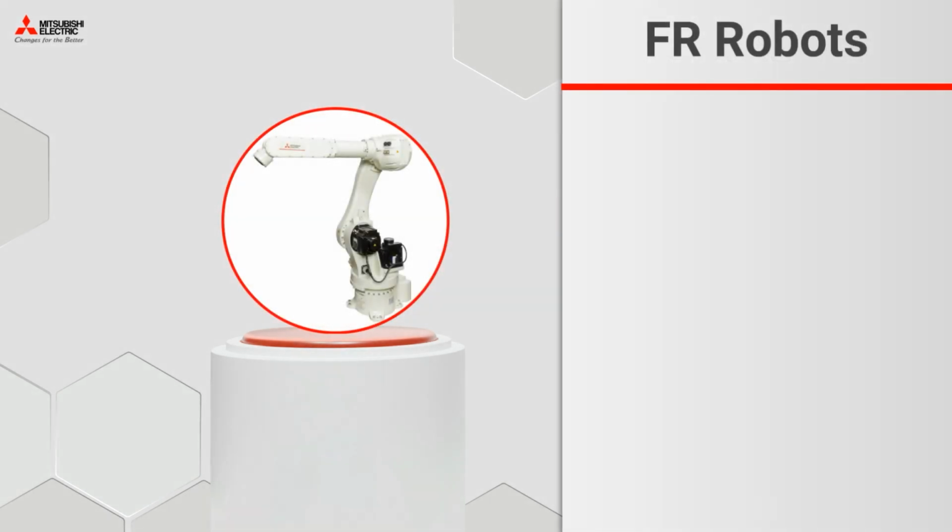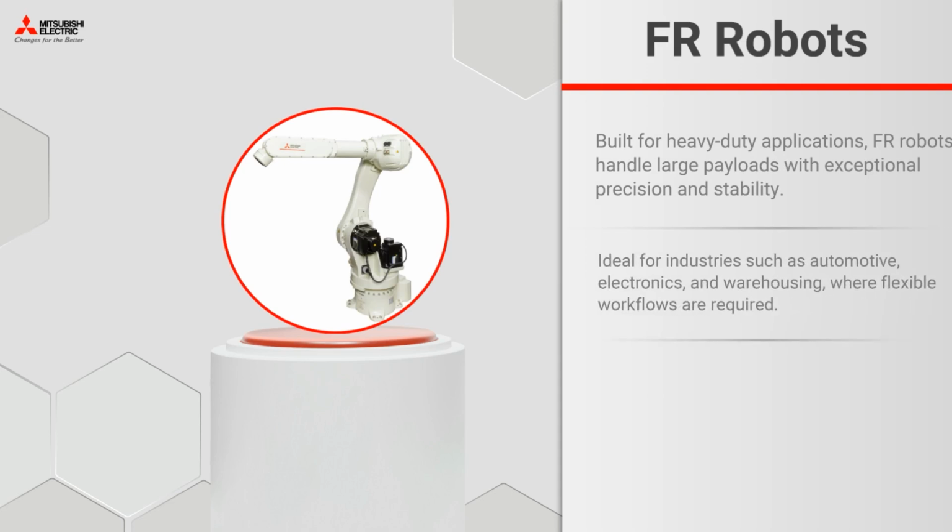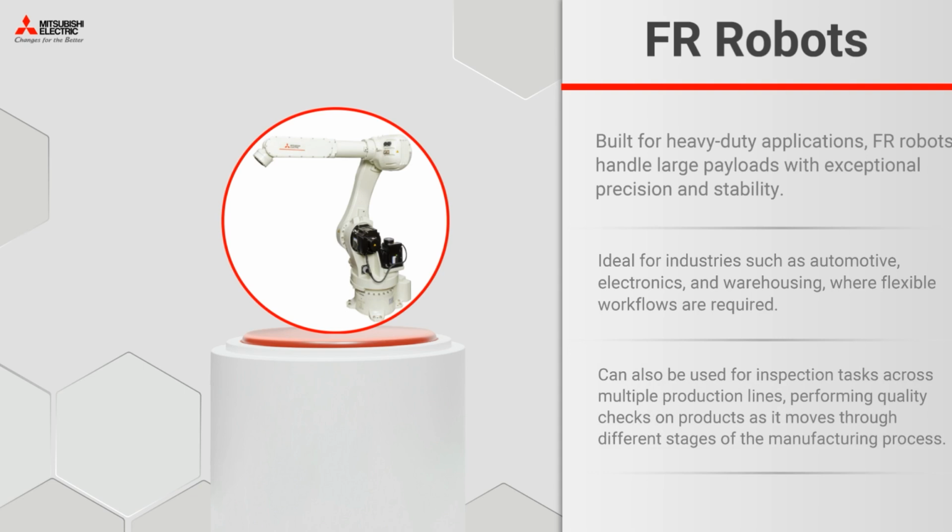Integrating FR series robots into heavy-duty applications enables them to handle large payloads with exceptional precision and stability. These robots excel in demanding industries such as automotive manufacturing, shipbuilding, and construction, where high-performance automation is critical. Their rugged design ensures durability and consistent performance, reducing downtime in high-intensity operations. With advanced capabilities, the FR series enhances productivity while maintaining reliability in even the most challenging environments.